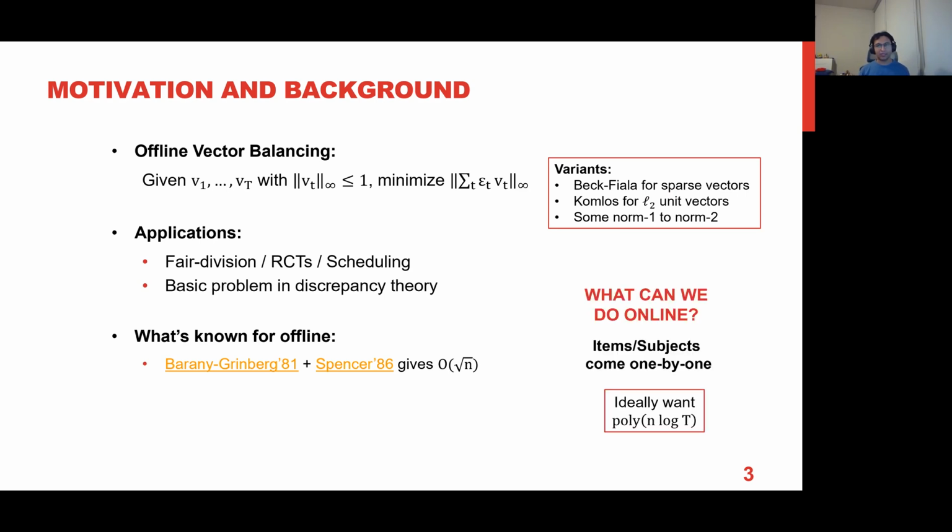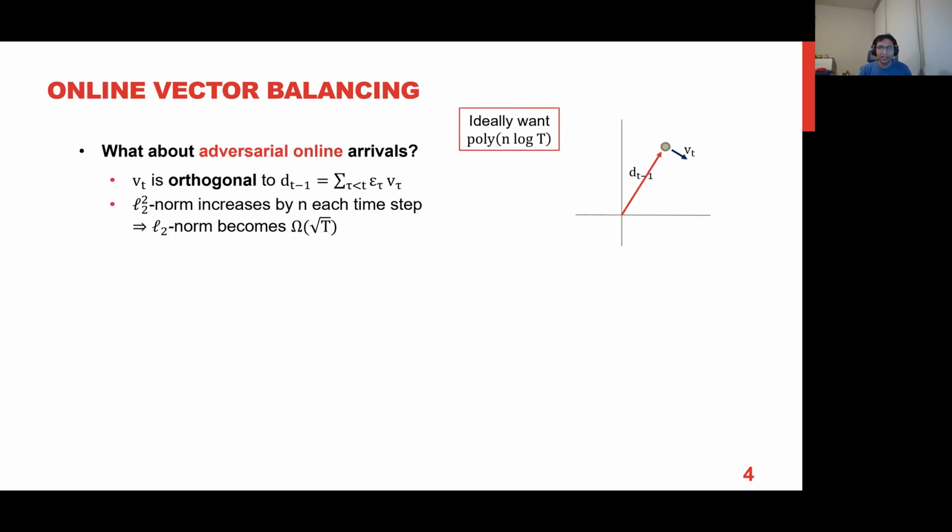The question that we want to study is what can we do online? Online means these vectors arrive one by one to you. As soon as a vector arrives, you have to immediately color it. You have to assign it a plus or a minus sign without knowing the future vectors, and still try to minimize the total discrepancy. Ideally, again, you want a dependency like, say, polynomial in n is fine, but we want it to be either independent of T or polylogarithmic in T, the number of vectors.